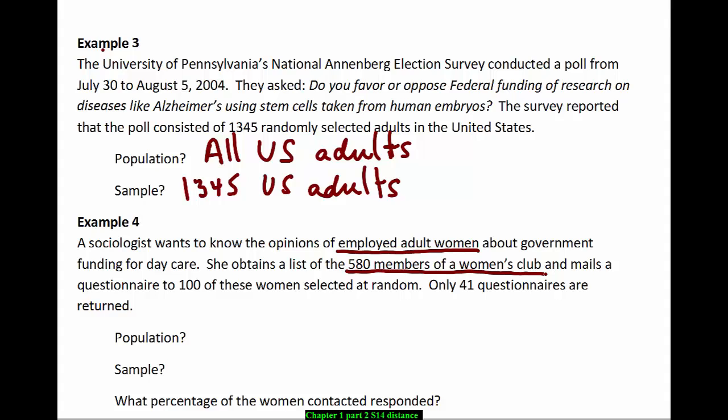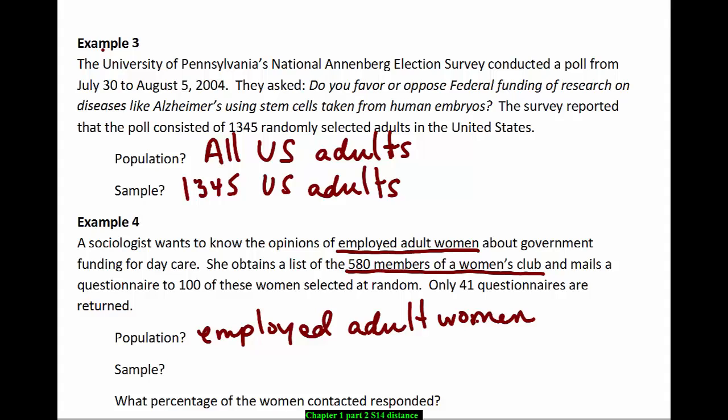Well, if we think back to our definition, the population is the group that we actually want to say something about. So in this case, the sociologist wants to know the opinions of employed adult women, and so that's our population. So think to that strict definition, it's the group that you want to get information on. So the target group that we want to get information on here is employed adult women.